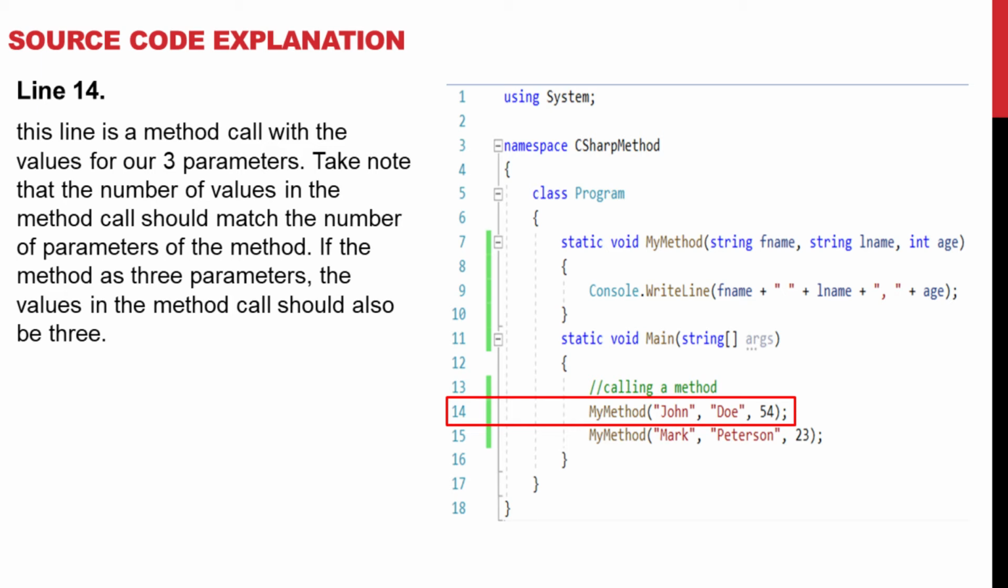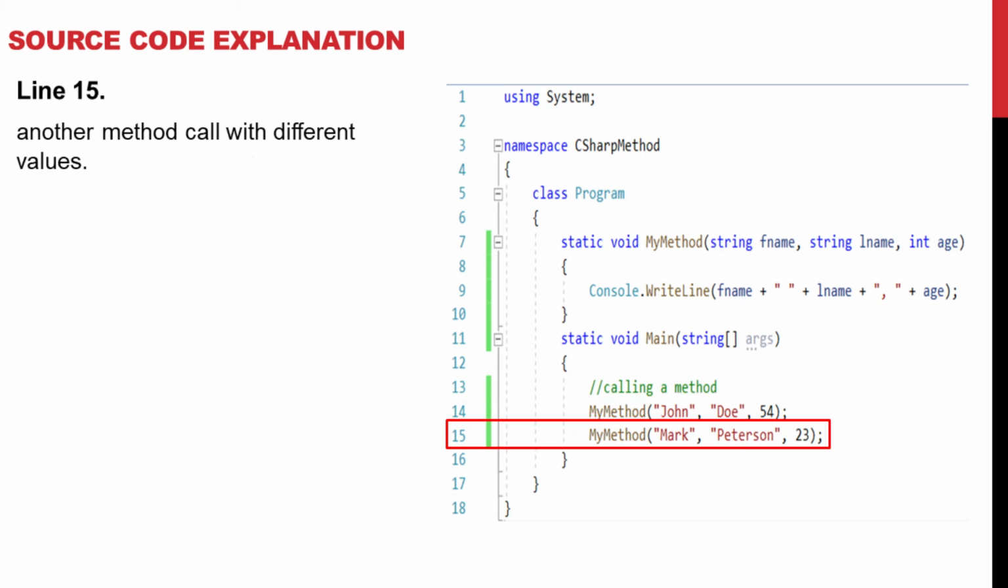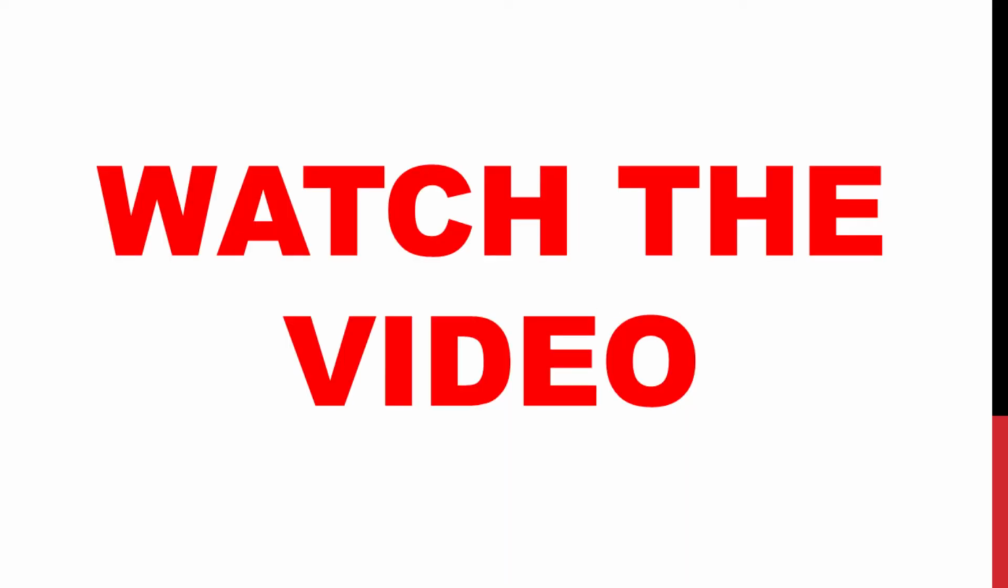Take note that the number of values in the method call should match the number of parameters of the method. If the method has 3 parameters, the values in the method call should also be 3. Line 15. Another method call with different values. Watch the video for the demonstration.